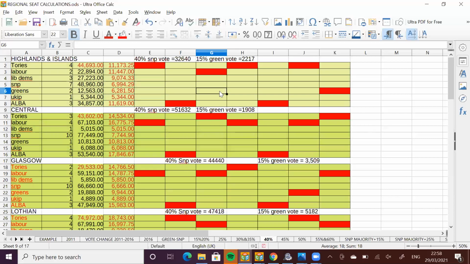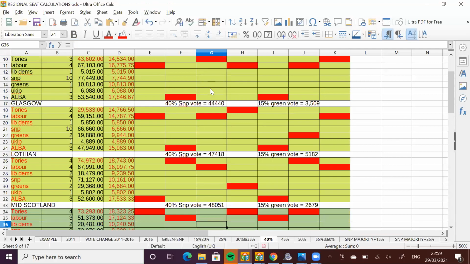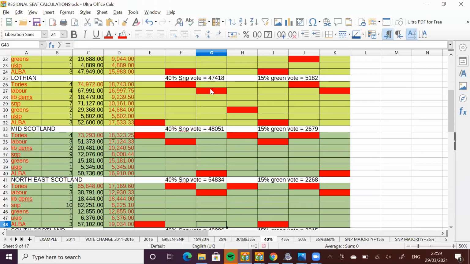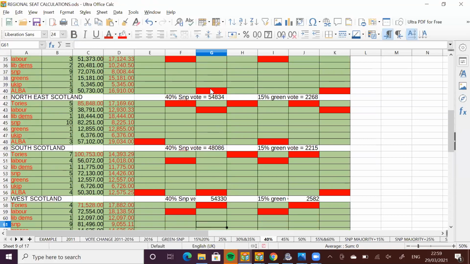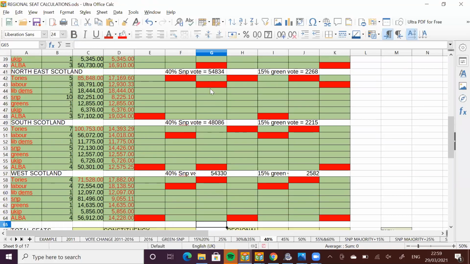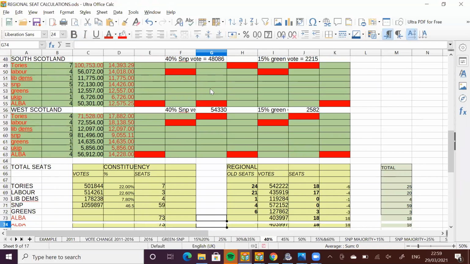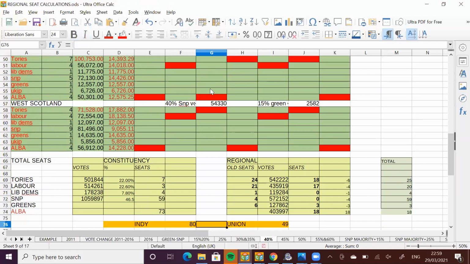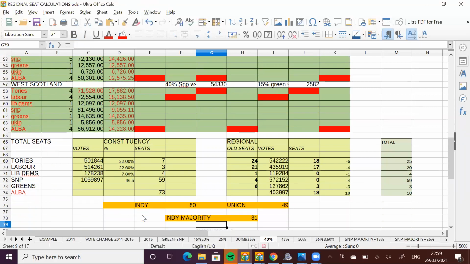And if we look at 40%, Alba get 2 MSPs in the Highlands, and the Greens still have their MSP there. So for the Highlands, we go from having 2 Indie MSPs to 3 MSPs. South Scotland also gets 3 Alba MSPs. And the Alba MSPs rises to 18, bringing the Indie majority to 31.